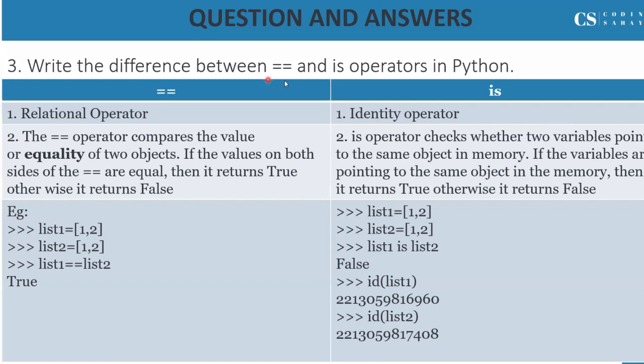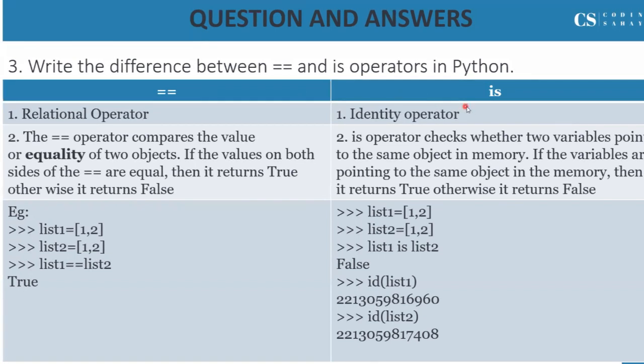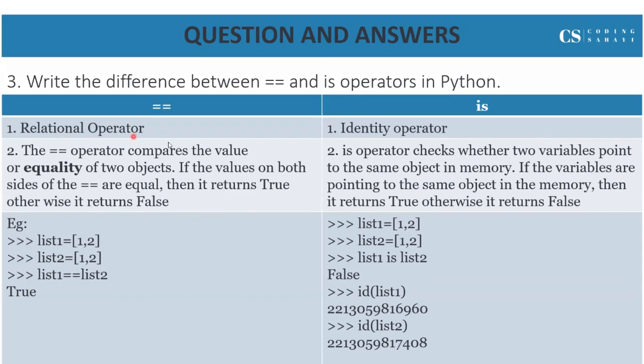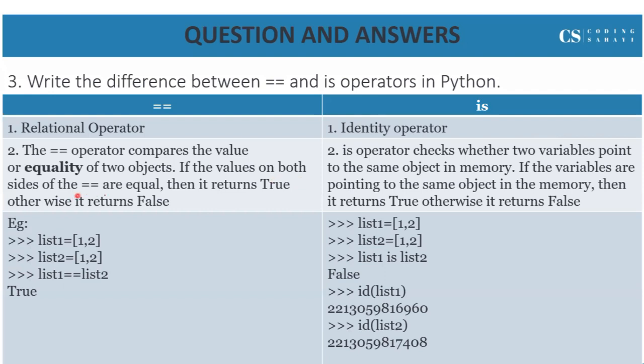Third question: write the difference between double equal to and is operators in Python. The first difference: double equal to is a relational operator, while is is an identity operator. The second difference: the double equal to operator compares the value or equality of two objects. That is, if the values on both sides of double equal to are equal, it returns true, otherwise it returns false. At the same time, the is operator checks whether two variables point to the same object in memory.